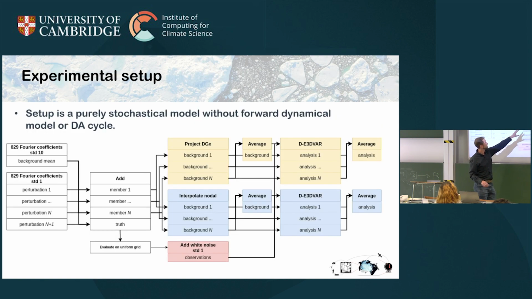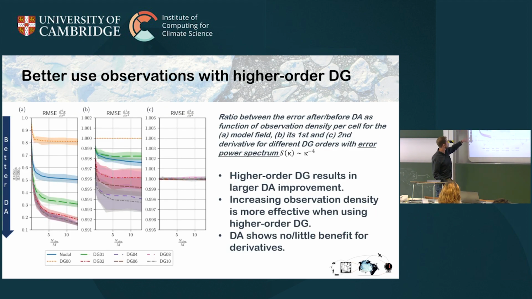Then we fed them into our data assimilation system and looked at the root mean square error after data assimilation versus the root mean square error before. The ratios of those two are shown over here as a function of the number of observations per grid cell, with the blue line being the current generation of models. And what we see is that for low observation density, they perform the same, but for higher observation densities, the ratio is lower for the DG models and keeps decreasing as the number of observations goes up, but there's not much benefit from using DG orders higher than 4.